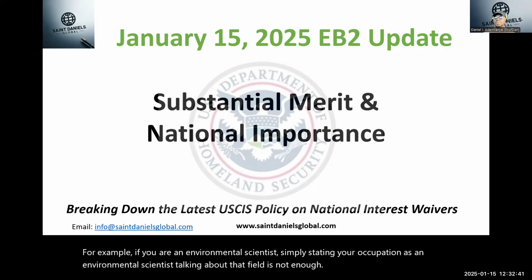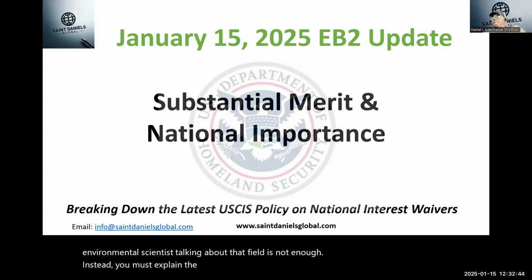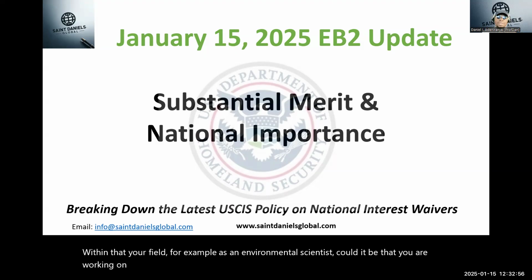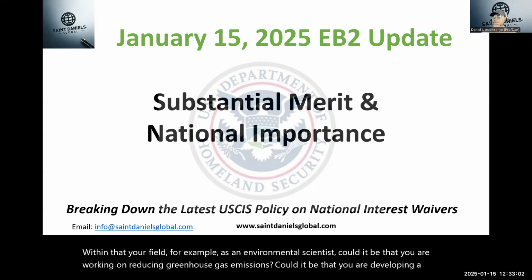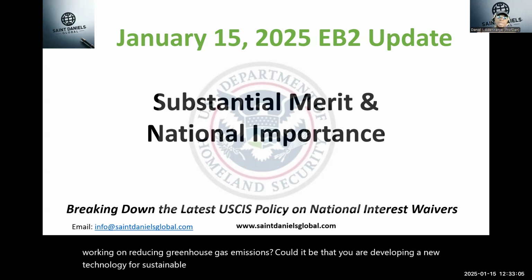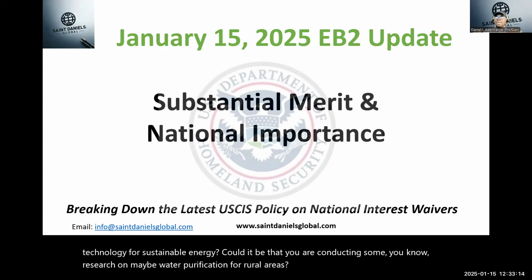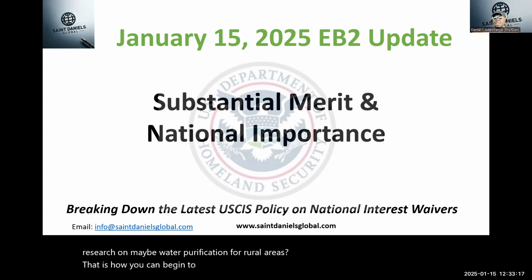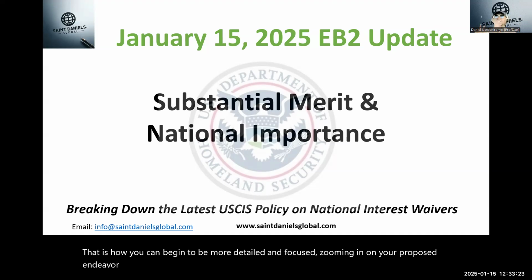Instead, you must explain the specific work you plan to do within your field. For example, as an environmental scientist, could it be that you are working on reducing greenhouse gas emissions? Could it be that you are developing a new technology for sustainable energy? Could it be that you are conducting research on maybe water purification for rural areas? That is how you can begin to be more detailed and focused, zooming in on your proposed endeavor as against the general field.